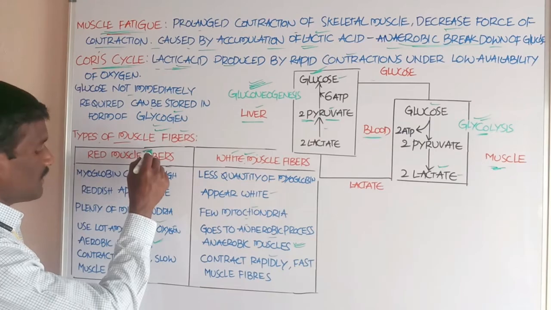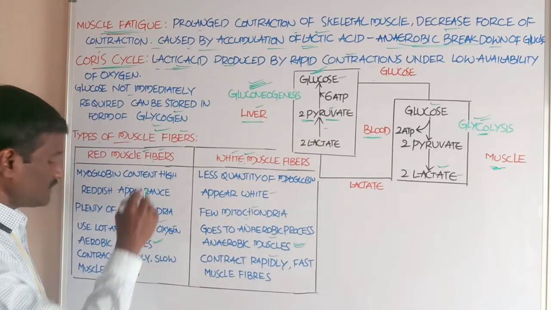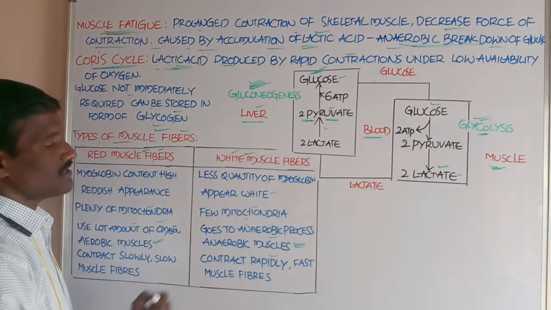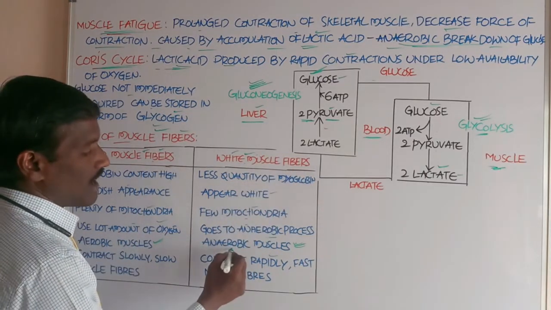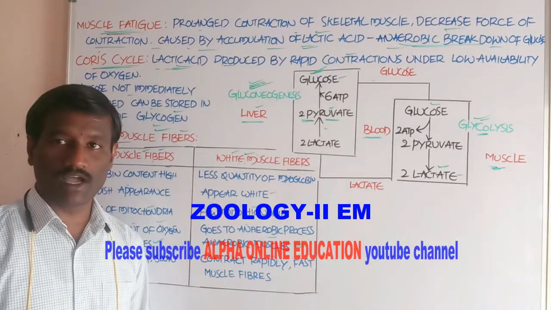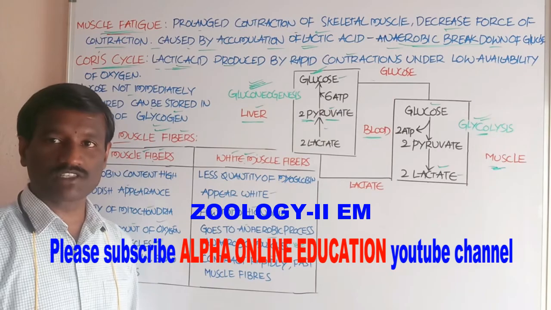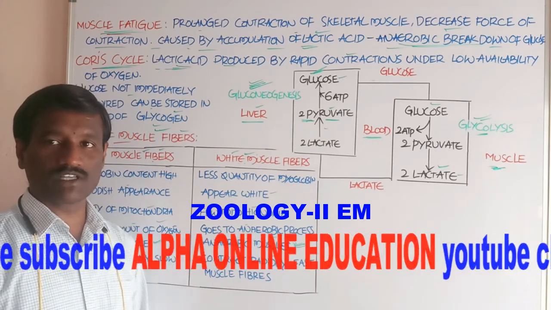Red muscle fibers are aerobic muscles, called slow muscle fibers. White muscle fibers are anaerobic muscles, called fast muscle fibers. These are the differences between red muscle fiber and white muscle fiber.